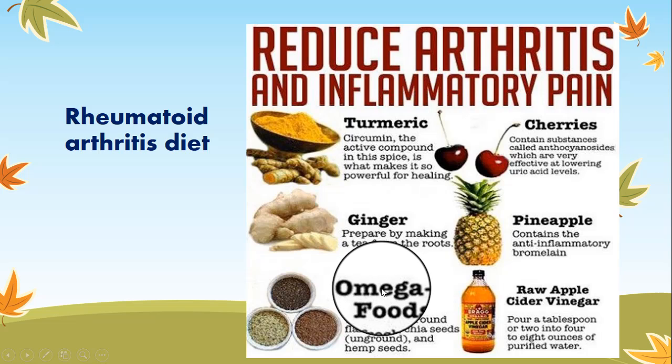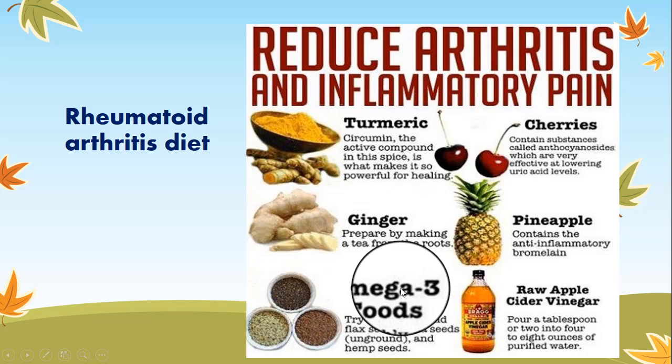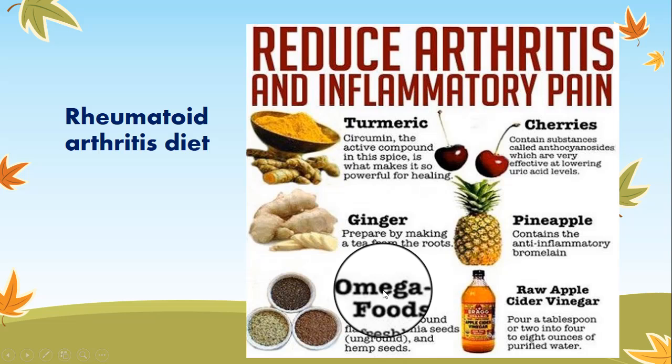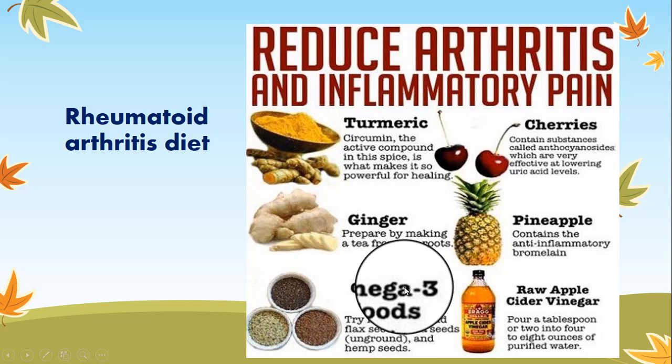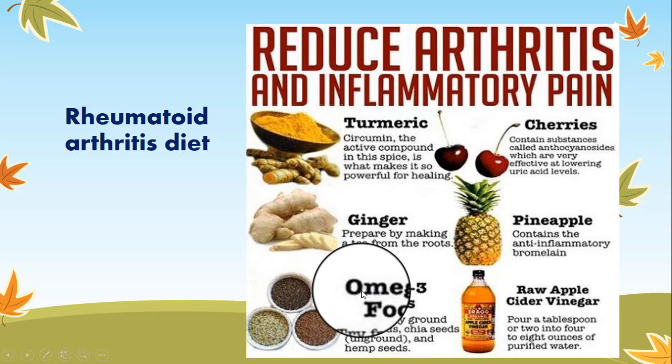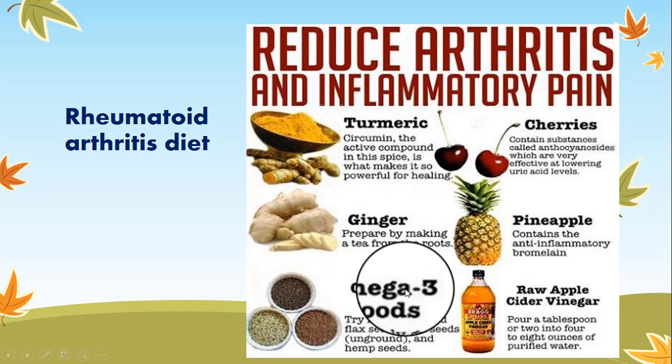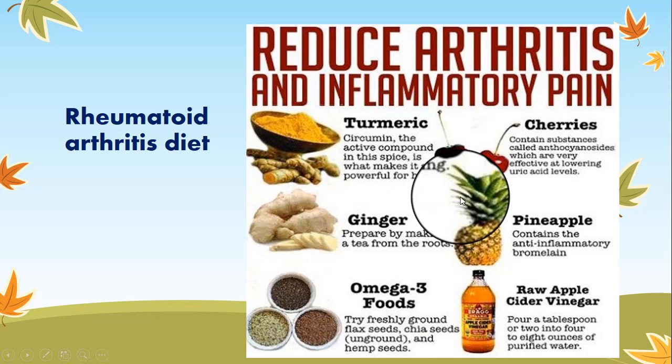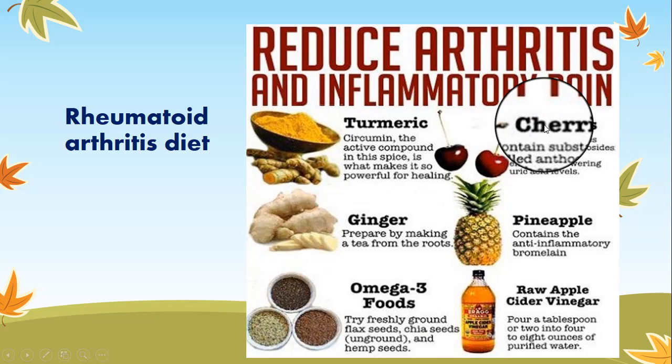And antioxidants such as vitamin A, vitamin C, vitamin E, and selenium may also help reduce inflammation. Foods high in antioxidants include berries such as blueberries, cranberries, goji berries, and strawberries. Dark chocolate, spinach, kidney beans, pecans, and artichokes.